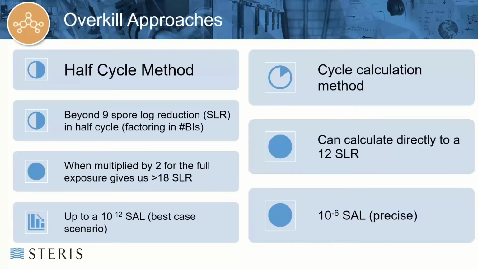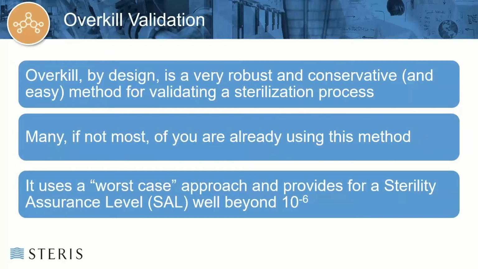In your cycle calculation approach, you can calculate directly to a 12 spore reduction. And here you can calculate your precise 10 to the negative 6 sterility assurance level. So in the overkill validation, this overkill method is by design a very robust and conservative method for validating a process. And most of you are already using this method. This presents a worst case approach and provides for a SAL well beyond your 10 to the negative 6.